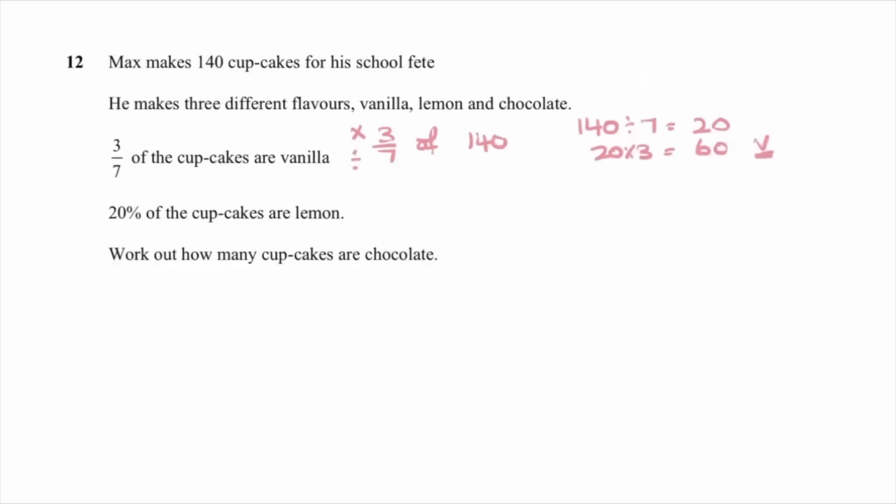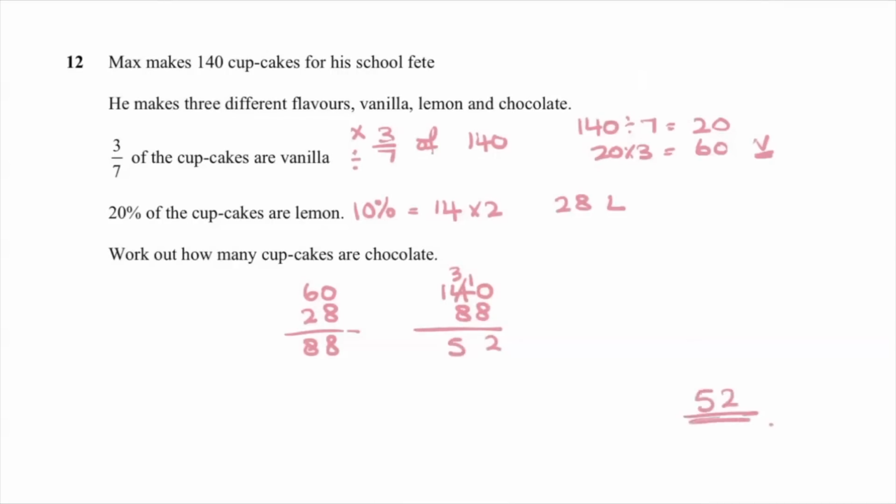Okay. 20% are lemon. Now, 10%, we only have to divide through by 10 to find 10%. So 140 divided by 10 is 14. We double that to get 20%. So 28 are lemon. We're trying to work out how many cupcakes are chocolate. So we're going to add what we know, which is our vanilla and our lemon. That will give us 88. And then if we take that from our total, we will get our chocolate. So the answer is 52.